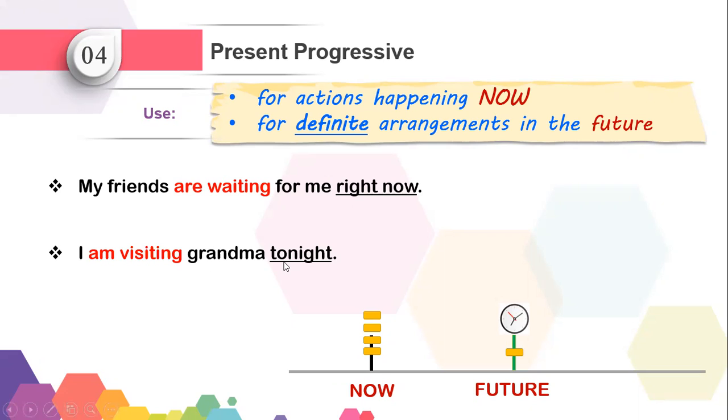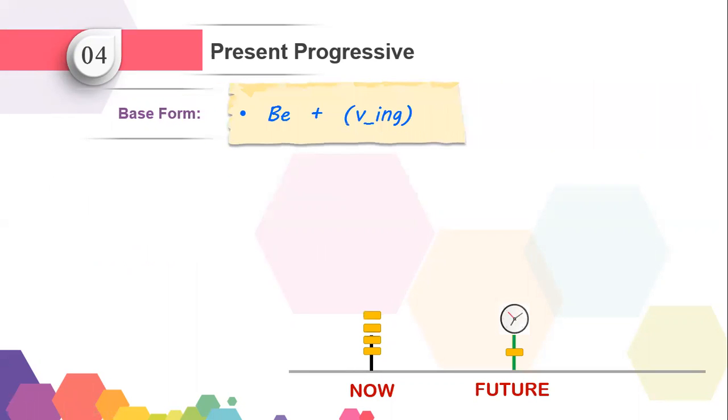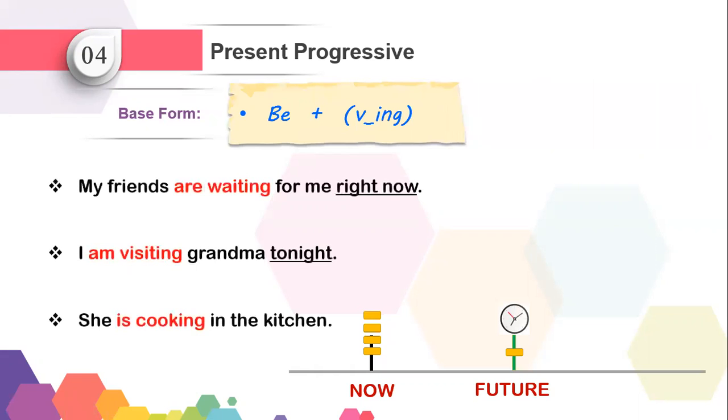I'm visiting grandma tonight. I'm visiting tonight. So it's future arrangements. ده تخطيط للمستقبل. As you see, we use am, is, are, plus verb, plus ing. This is how to form the verb in the present progressive. في الجملة الخبرية العادية بنستخدم جزء من be, am, is, are, plus verb, plus ing.